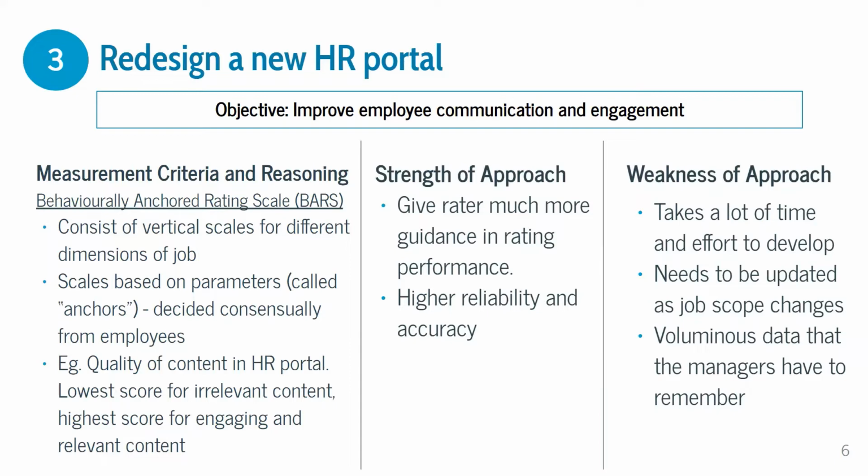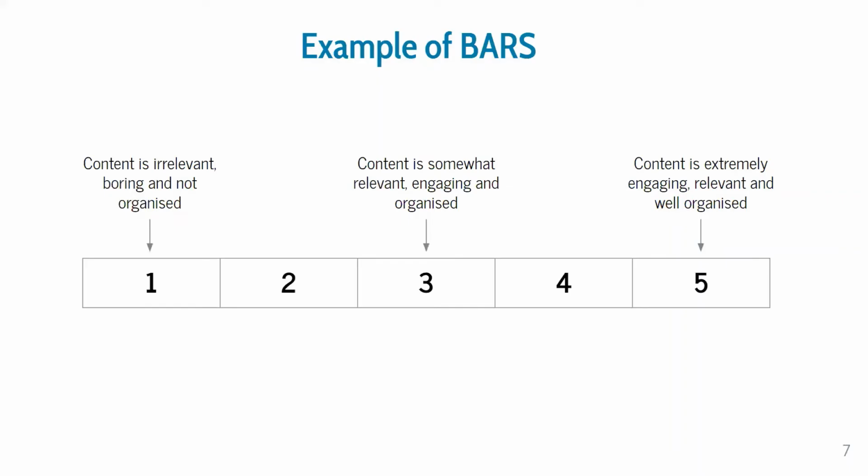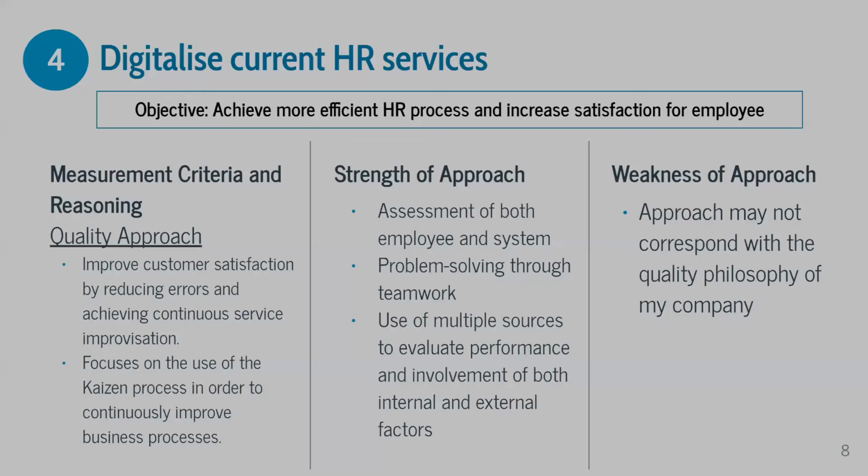It needs to be updated as the job scope changes, and also there is the voluminous data that the managers have to remember. Here's an example of the BARS, where it is also a scale of 1 to 5, but there's more information. So for instance, 1 means that the content is irrelevant, boring, and not organized. And 5 means the content is extremely engaging, relevant, and well organized.